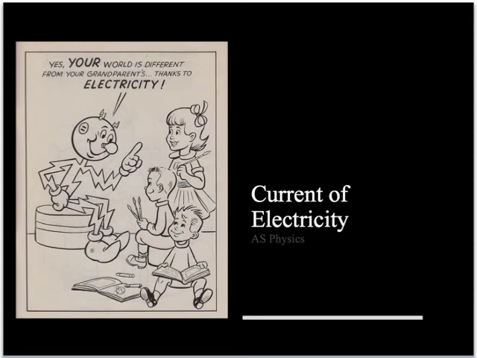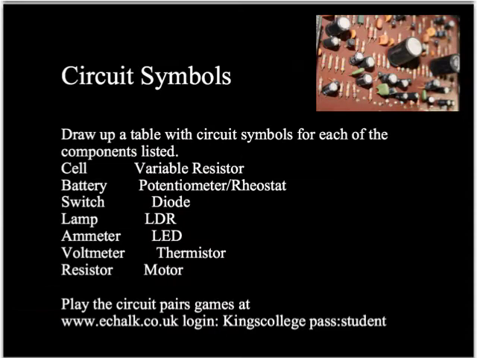Okay, so this is topic 10, current of electricity. So we've done electric fields. Essentially that's where we set up an energy source to create a current, and then we're going to look at what happens with that electric field. So just some circuit symbols you need to know. Okay, you got the cell, battery, switch, lamp, ammeter, voltmeter, resistor, and so on.